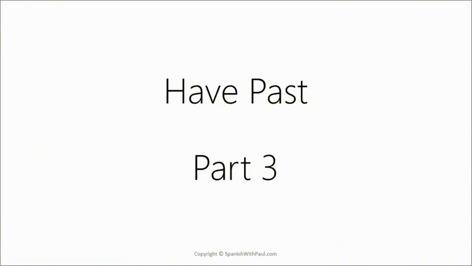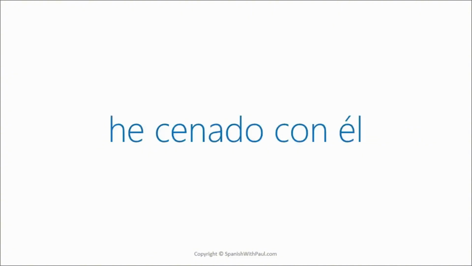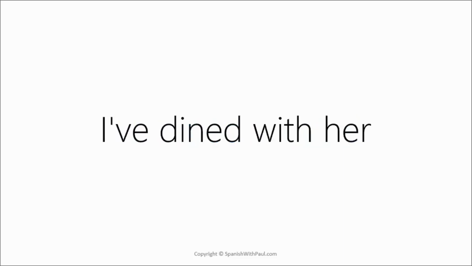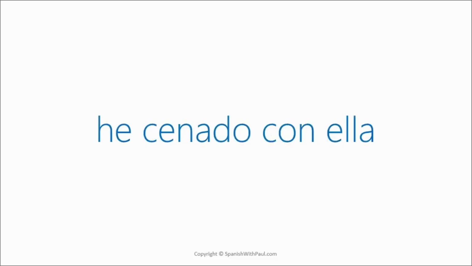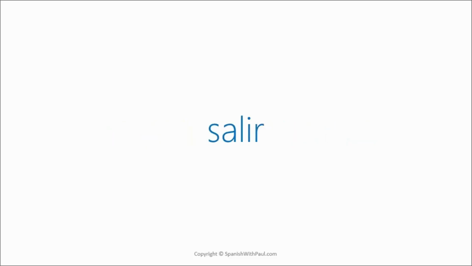In part 3, we're going to try to extend things out a little bit. First of all, what does cenar go to? Cenado. Now, how would you say I've dined? He cenado. I've dined with him. He cenado con él. I've dined with her. He cenado con ella.